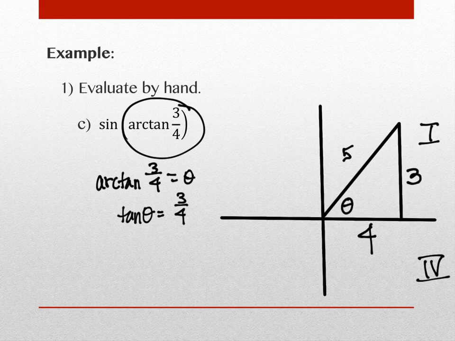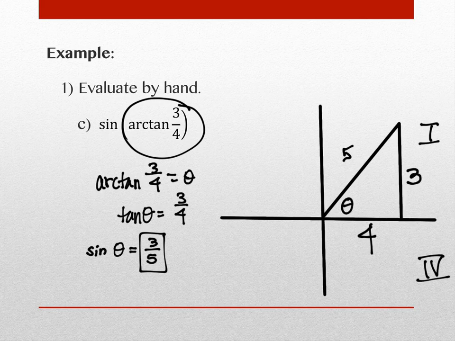What we really want, now that we've drawn this triangle, is the sine of the angle theta in this triangle. What is sine? Opposite over hypotenuse. The opposite is 3, and the hypotenuse is 5. 3 over 5 is my answer. I never found theta, correct?